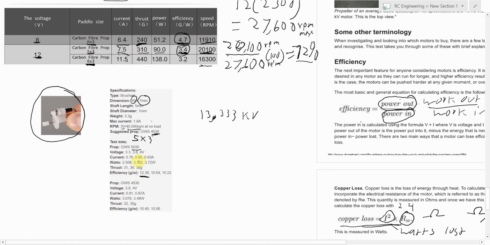But as you see, the more current we pull, our efficiency drops. Now we're using a smaller prop, 4.5-inch diameter by a 3-inch pitch. We see a voltage of 3.8 and 4 volts, 0.81 amps, 0.87 amps, watts 3.5, thrust 32 grams and 35 grams. Efficiency max 10.4. The reason is that we'll learn in the prop video that the bigger prop you go with, generally the more efficient it is. But these are great numbers.